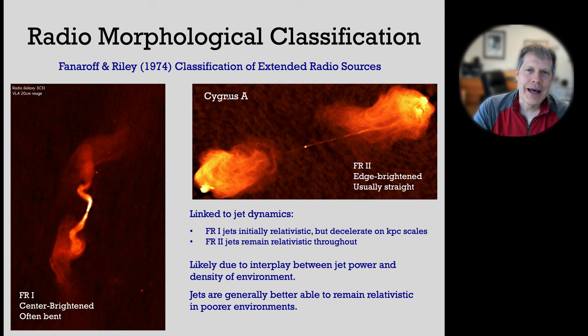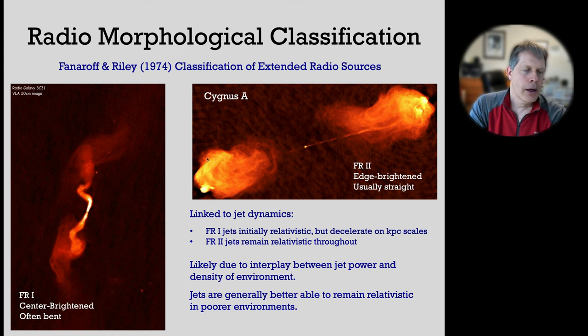In contrast, then, a source like Cygnus A is different. It is an edge-brightened source. So in other words, in this source, you can see most of the power comes from out here at the edges of the extent of the radio structure. This is an edge-brightened source, rather different than what's going on here. And these sources tend to have usually fairly straight jet morphology, at least out until where the jet terminates in the hot spots and so on.